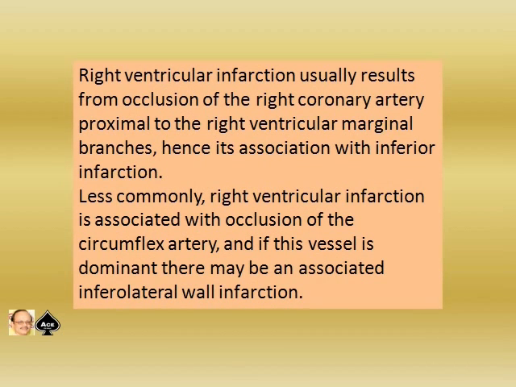Right ventricular infarction usually results from occlusion of the right coronary artery proximal to the right ventricular marginal branches, hence its association with inferior infarction. Less commonly, right ventricular infarction is associated with occlusion of the circumflex artery, and if this vessel is dominant, there may be an associated inferolateral wall infarction.